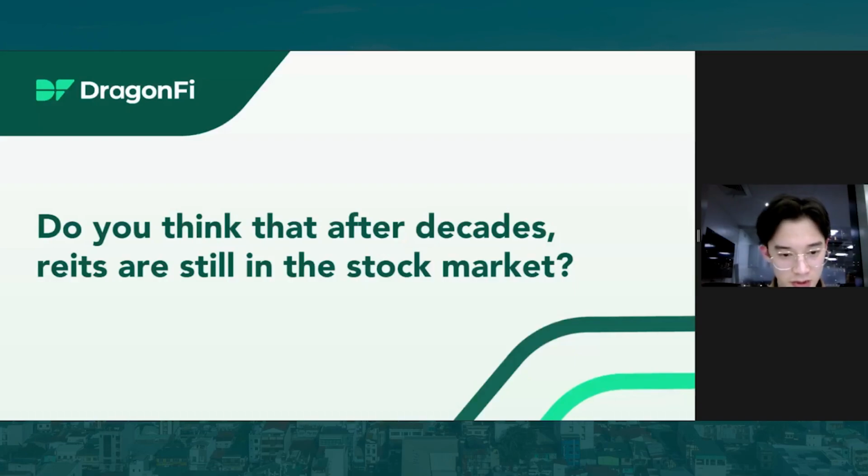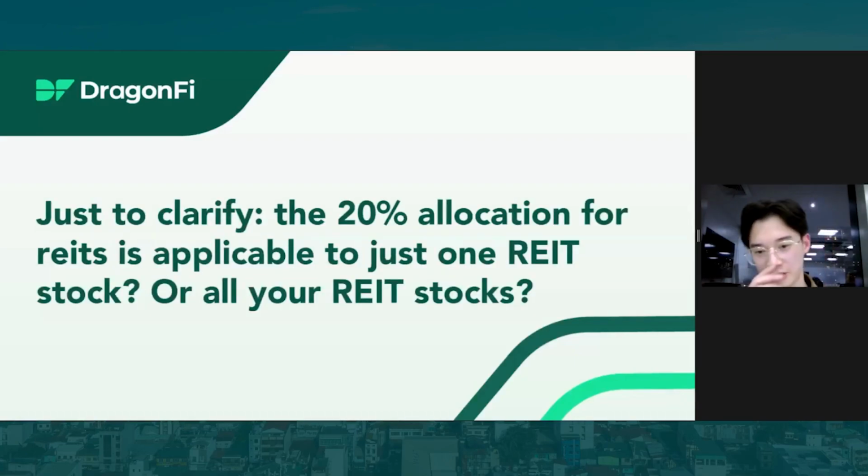Okay, let's see if there are any more questions. Okay, just to clarify, the 20% allocation for REITs is applicable to just one REIT stock or all your REIT stocks? No, the 20%, it depends on how many stocks you want. Ideally, you want 8 to 10. So if that's the case, then you don't want to allocate more than 20% on one REIT stock. But with that said, that doesn't mean you can buy all the REITs, because you'll be over allocated and very exposed to property sector risk.